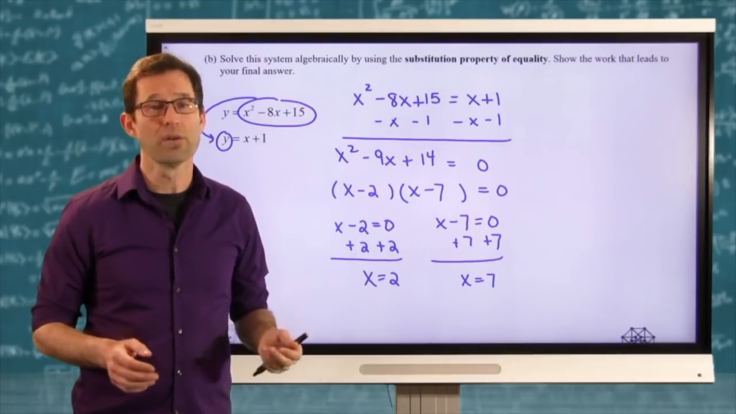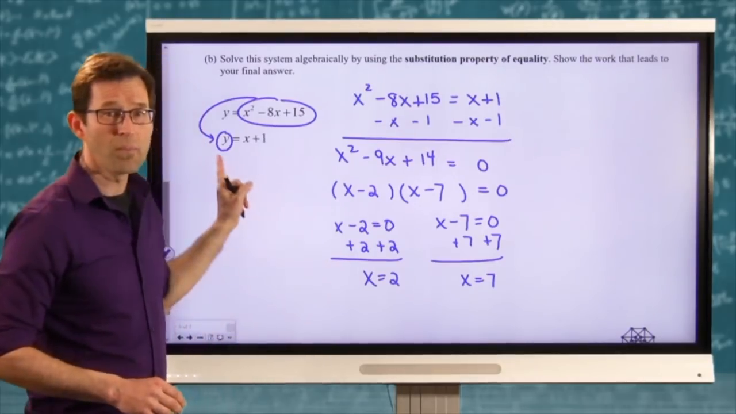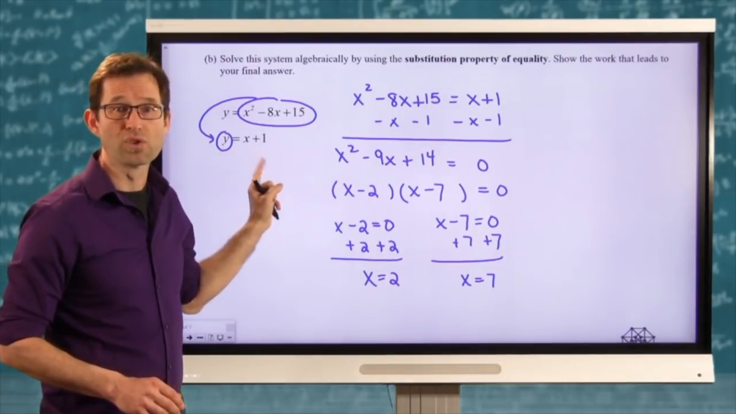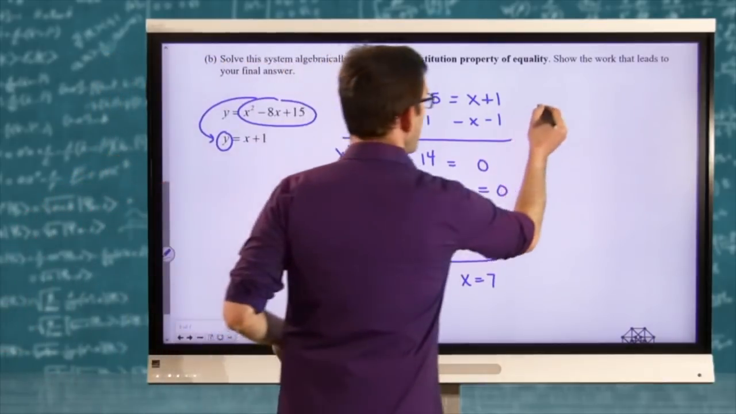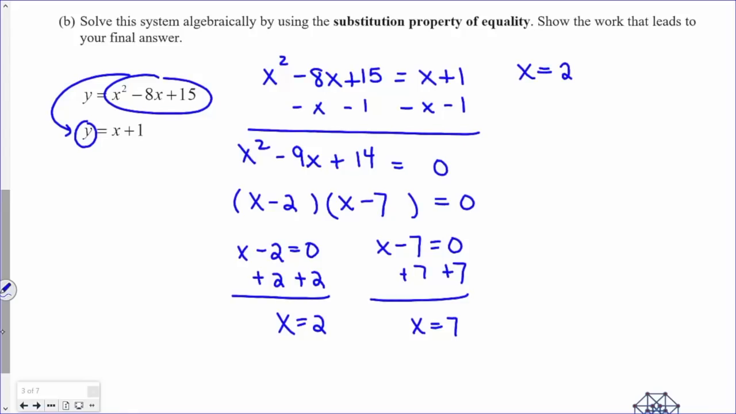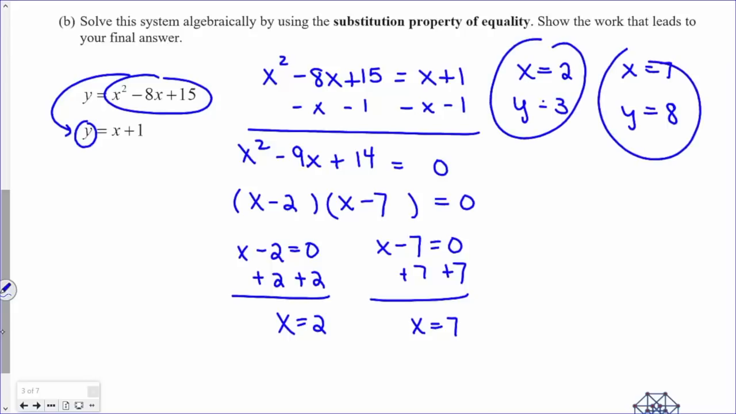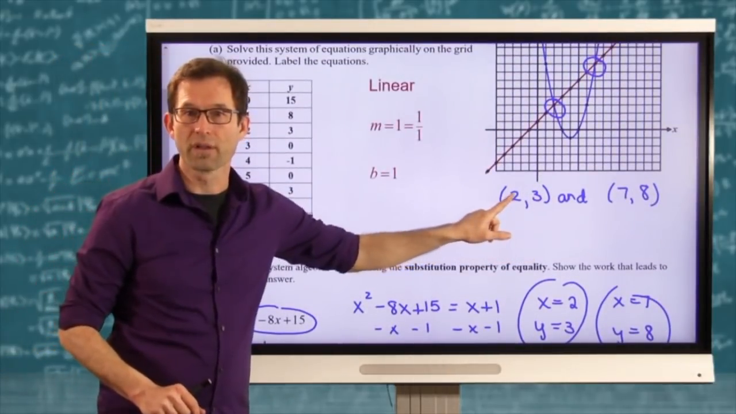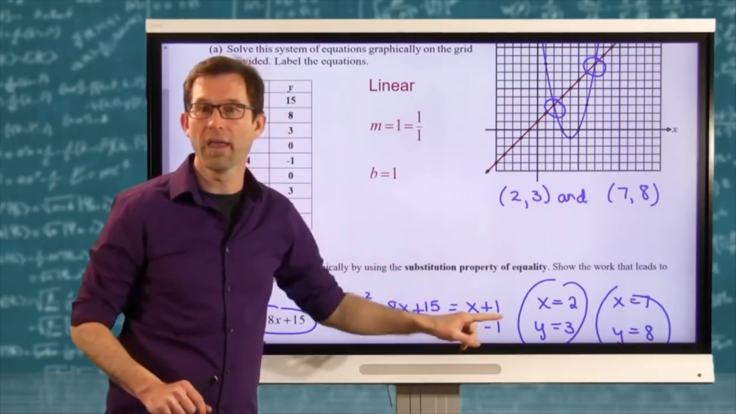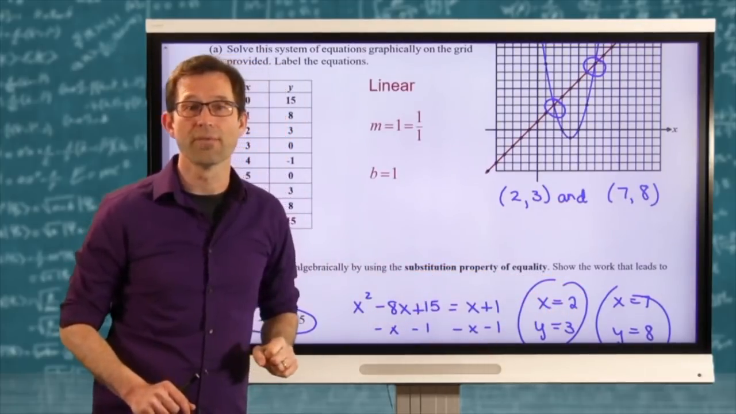But for now, I'm going to do the simplest thing I can. I'm going to plug them up into here. And all this equation says is take the x value, add 1 to it, and you'll get the y value. So in other words, when x is equal to 2, y is equal to 3. And when x is equal to 7, y is equal to 8. And that is exactly what we found graphically. 2, 3, 7, 8.